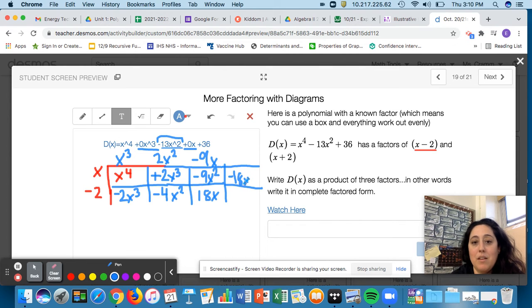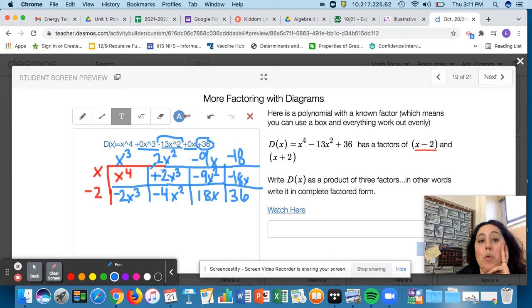So 18 minus 18 is 0. That gets rid of my x's. All right, so now negative 18x. So x times negative 18 would give me negative 18x. And negative 18 times negative 2 would give me this positive 36.